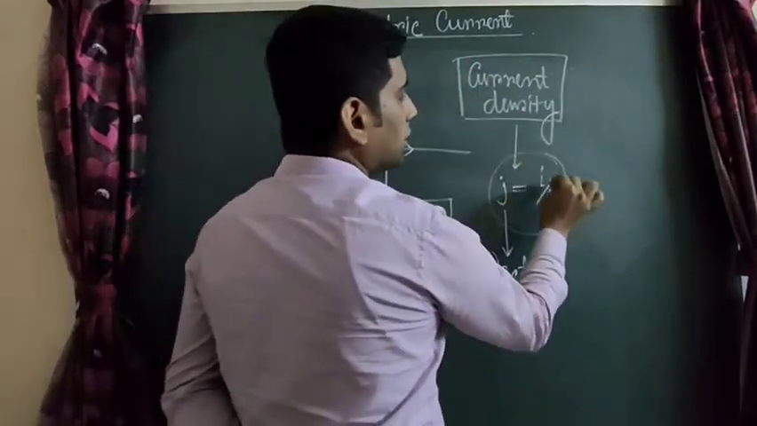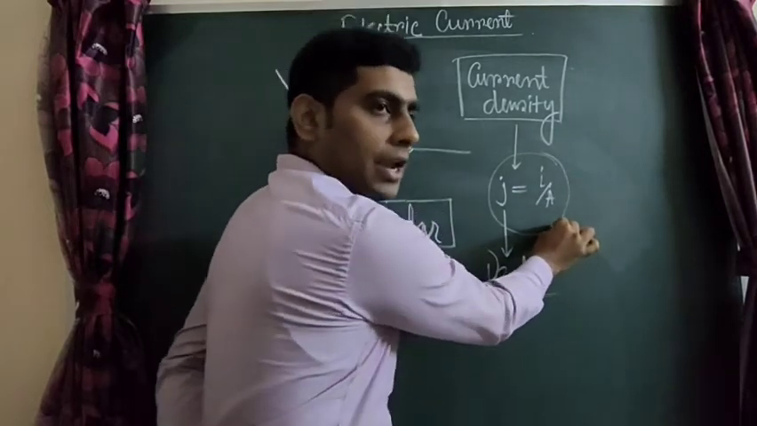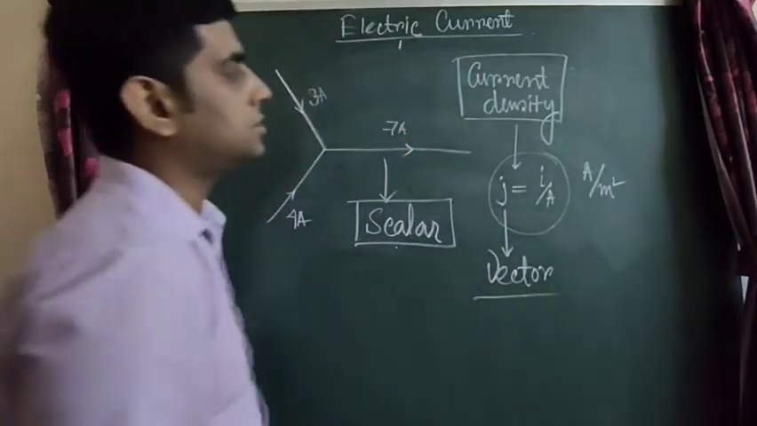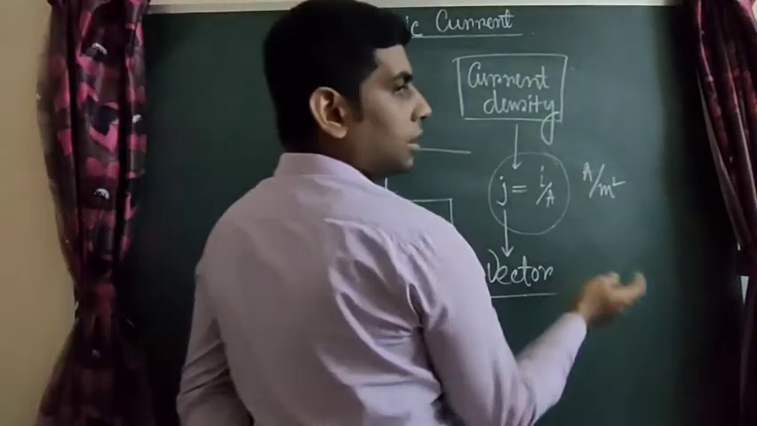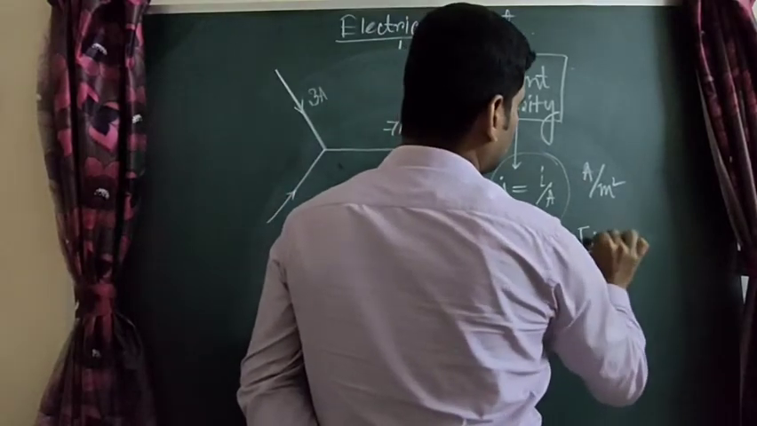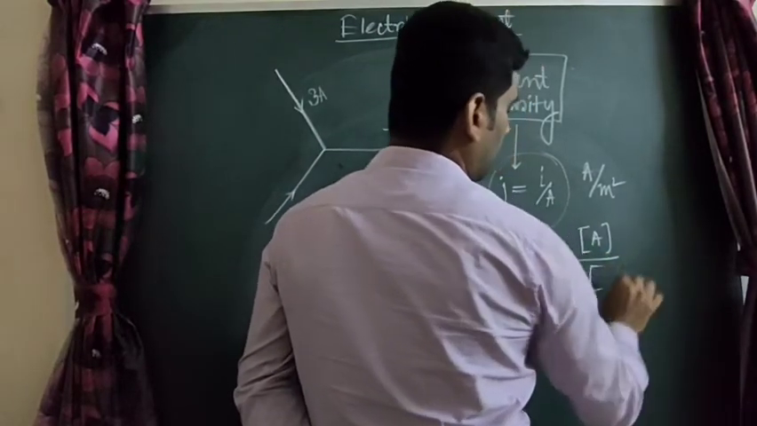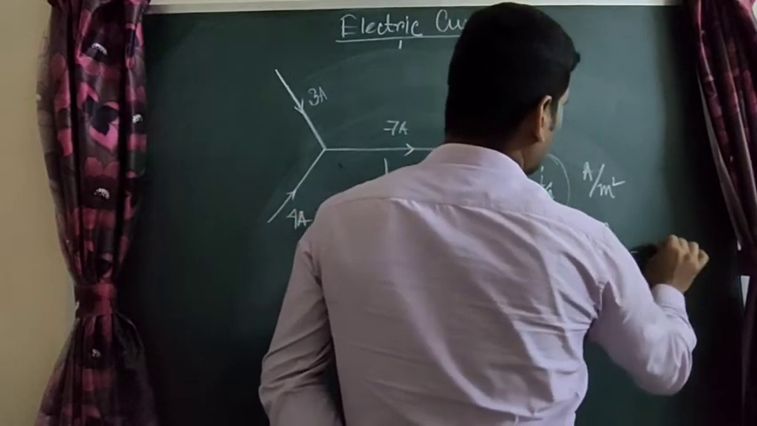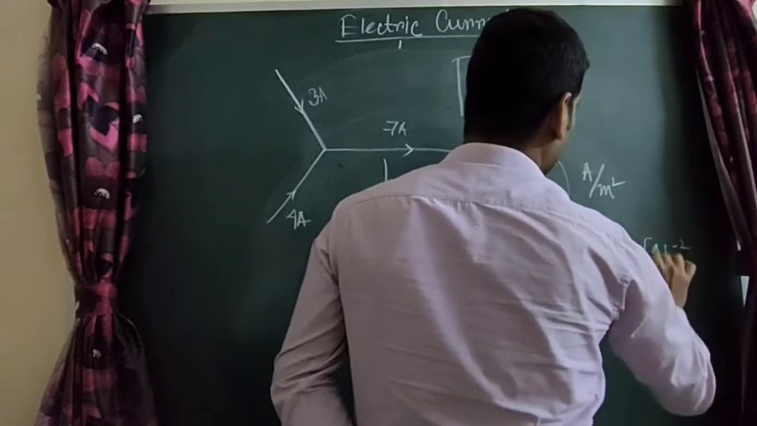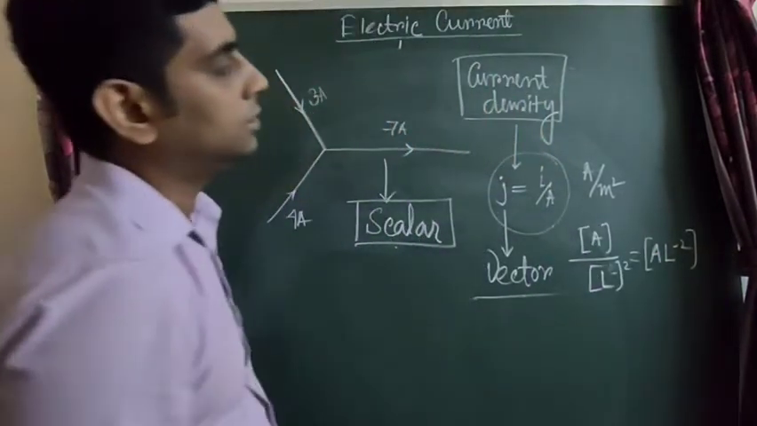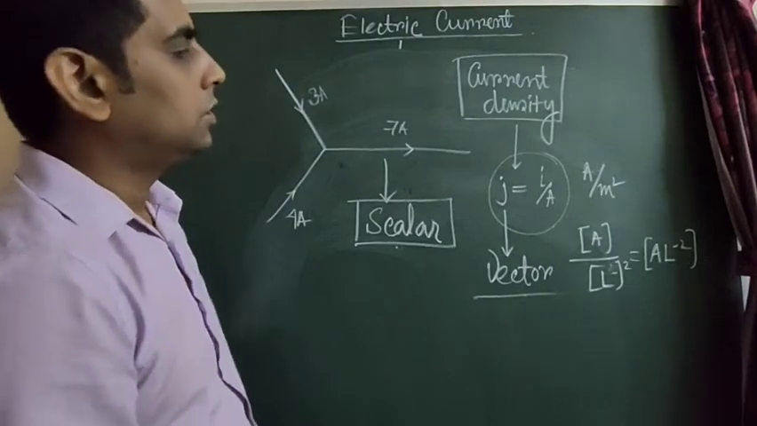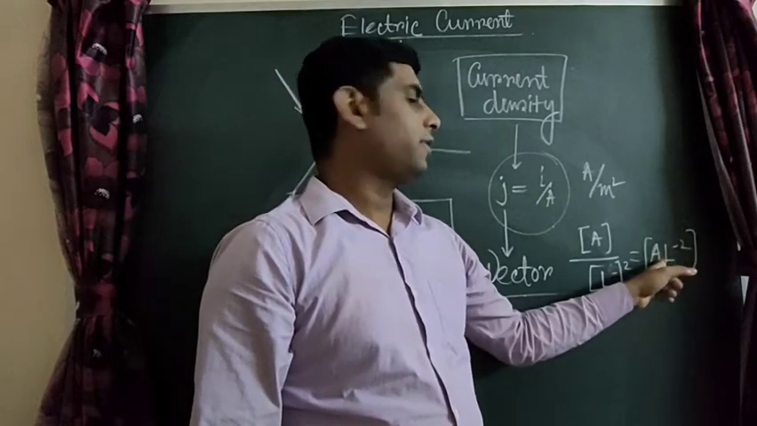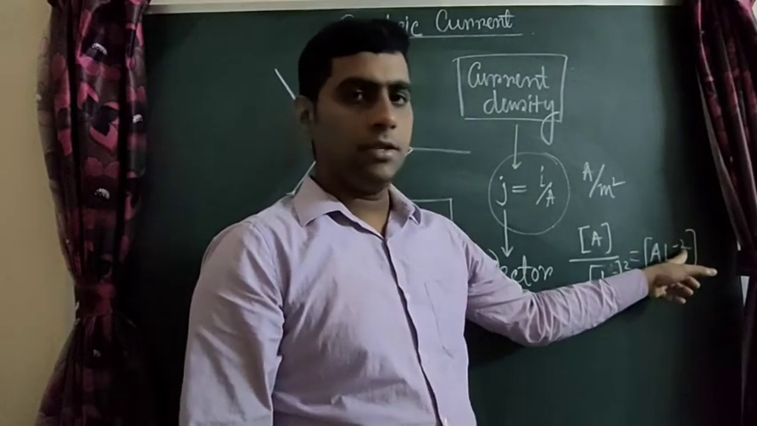What is the unit of current density? Unit of current by unit of area. What is the unit of current? So ampere by meter square. This is the unit of current density. And dimension of current is A, and dimension of area is L square. So it goes as A L to the power minus 2. This is the dimension of current density, where dimension of current is 1 and dimension of length is minus 2.